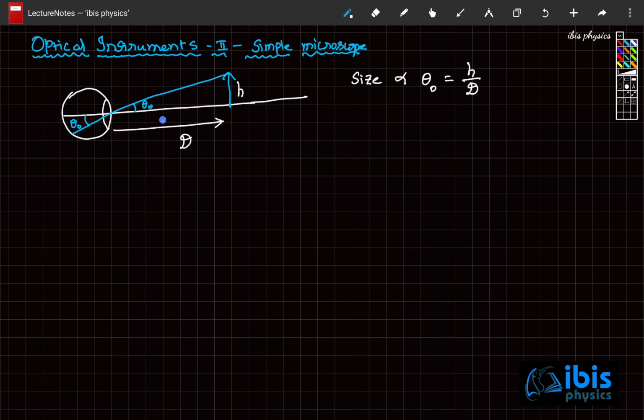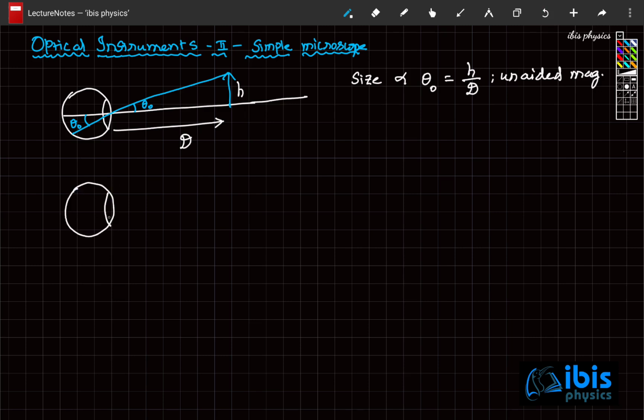So this is the closest distance we can keep. Without any help, this is the maximum possible magnification. We call this unaided magnification. Unaided means without any help. So the unaided magnification of an object of height h is proportional to h by d. But we can also try to bring the object even closer.